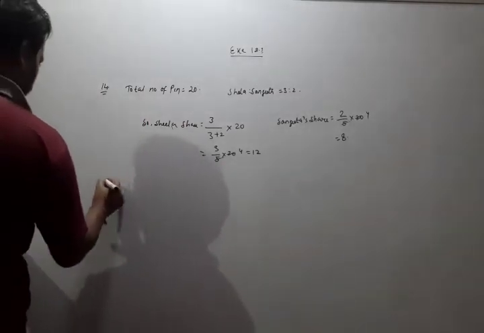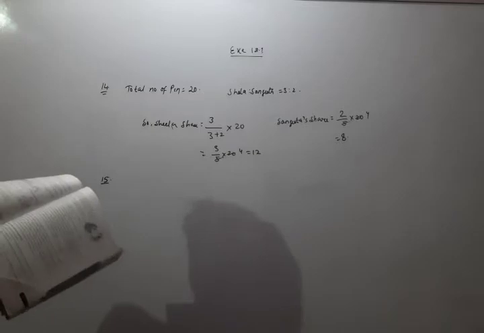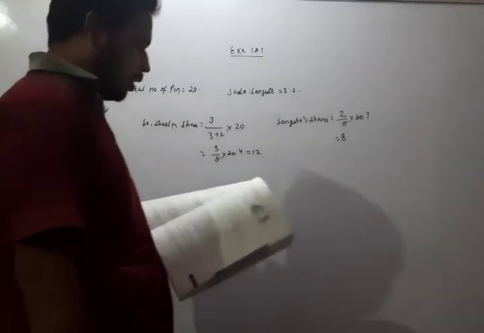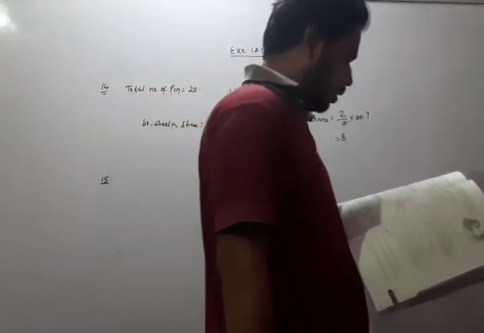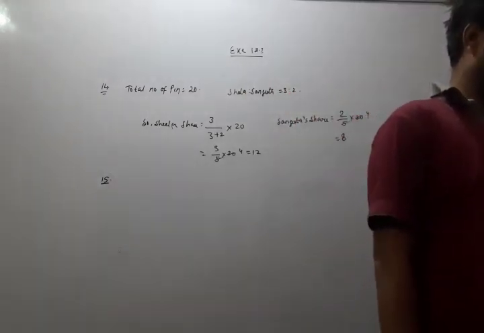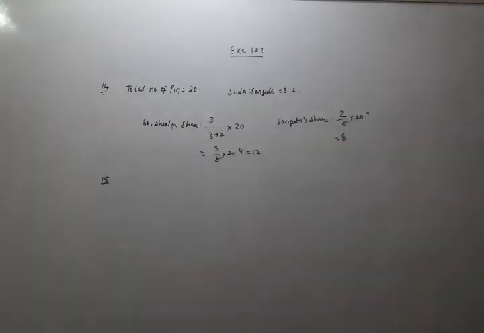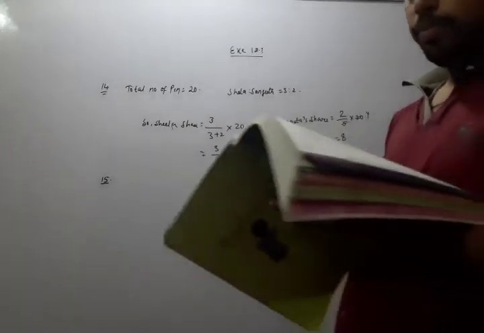Question number 15. Mother wants to divide ₹36 between her daughters Shreya and Bhumika in the ratio of their ages. If Shreya is 15 and Bhumika's age is 12, find how much Shreya and Bhumika will get.